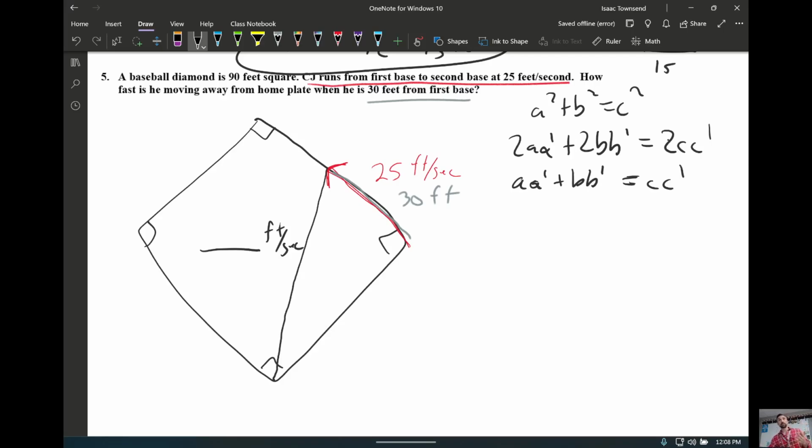Okay, so now it's going to fall into one of two categories. Either we've got everything we need, we plug it in and solve for what we want, or it's the harder version where we plug everything in and we still have to go and find one more piece before we can solve for what we want. So this side has to be C, it's the hypotenuse. These two sides don't matter. One of the legs can be A, call the other leg B. So I know the length of A, it's 30 feet. I know the rate of change of A, it's 25 feet per second. I don't know the length of B, but how fast is B changing?